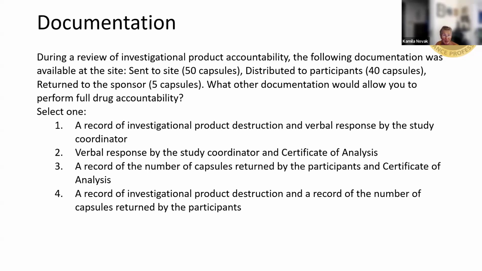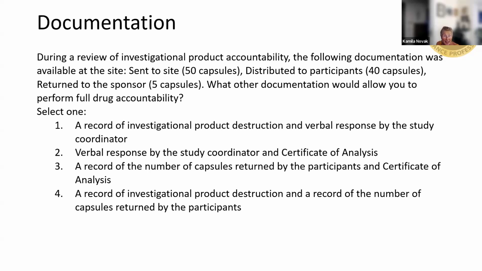Of course, the numbers are very simplified for easy math. You never see 5 capsules written by the sponsor. The shipping cost would not justify any kind of benefit of sticking to this procedure. So that's just for easy calculation. But you see, I have sent to site 50, distributed 40, returned to sponsor 5. Where are the missing 5? Right? Because 40 and 5 is 45, but I sent 50. So what happened to these 5 that I am missing in my equation?